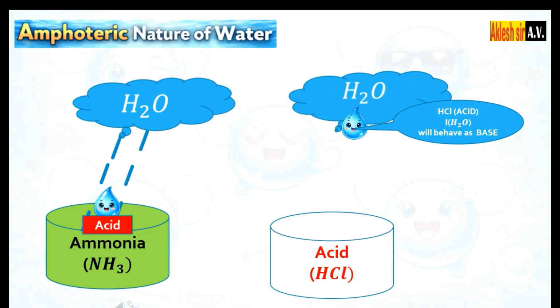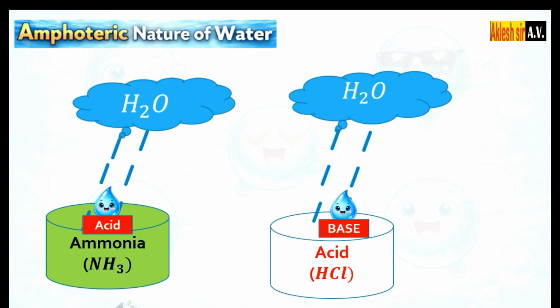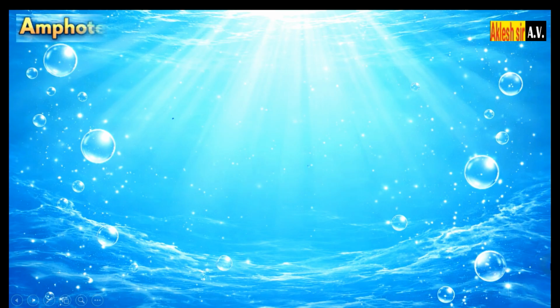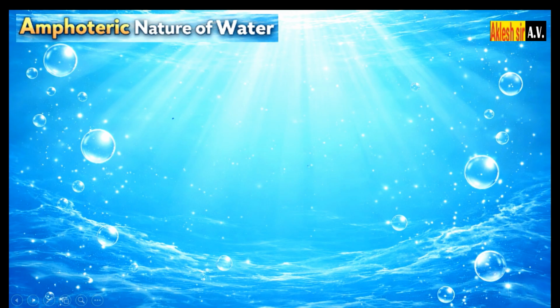If HCl, an acid, is there, then water will behave as a base. As you can see in the animation, if ammonia is there, ammonia is a base, so water will behave like an acid. And if an acid is there, then water will behave like a base. Okay, we will take one example. See, the amphoteric nature of water.